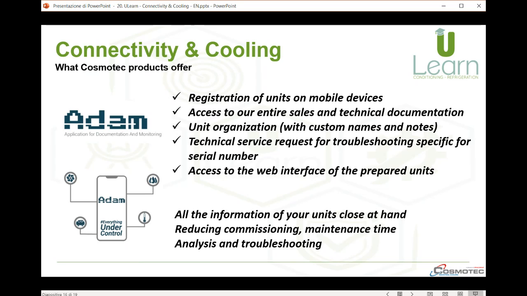Also, the air conditioner can be registered to connect to the Adam app. Thanks to it, all the information of your units is in one place. There is a reduction in commissioning, maintenance, analysis, and troubleshooting times. What can you do with the Adam app? By registering the unit on a mobile device, you will have access to sales and technical documentation, unit organization with a custom name and notes, technical service requests for troubleshooting and repair directly from the app, and access to the web interface of the Flexin unit to monitor operating status, operating parameters, and alarms, and change their configuration.